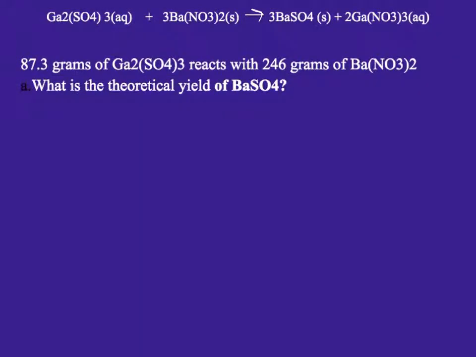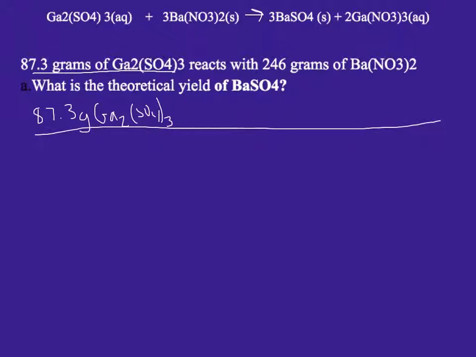Okay, so we're going to start off with the theoretical yield of barium sulfate. You're going to need your periodic table and a calculator. Okay, I'm going to write my first given. We need to work these like two separate problems. Our first problem is 87.3 grams of gallium sulfate. So I'm going to write that down to begin with. Okay, that's our given. And then we are going from grams to grams because theoretical yield we want in grams. So we're going to set our problem up to do a three-step conversion.